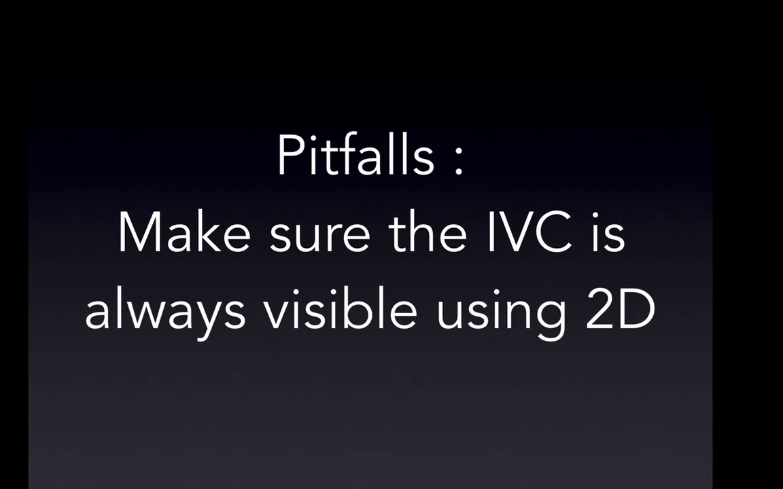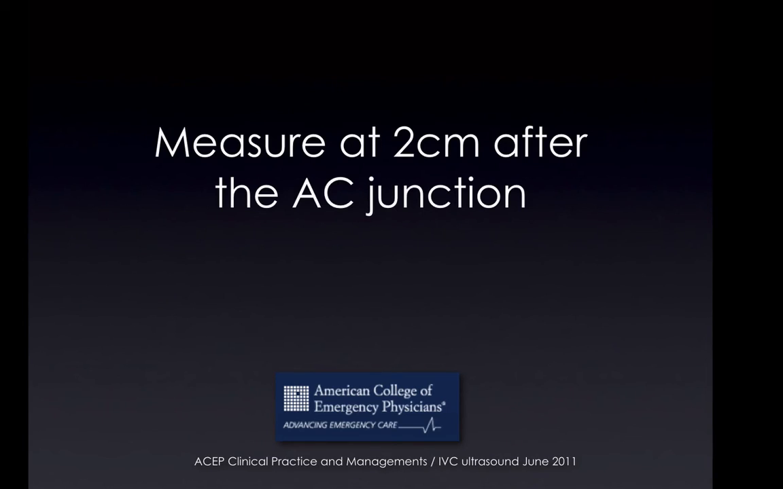So the problem is, first of all, make sure it's the IVC. If you're in doubt, you scan right and left, and you'll see the aorta, towards where the aorta lies on the left side of the body. And then as you go more towards the right, you'll catch the IVC. It's always visible. And the indicator to measure any IVC diameter is at 2 centimeters after the atriocaval junction. That's from the ACEP guidelines of ultrasound. And we use it for preload assessment.